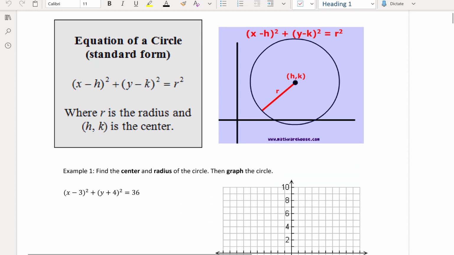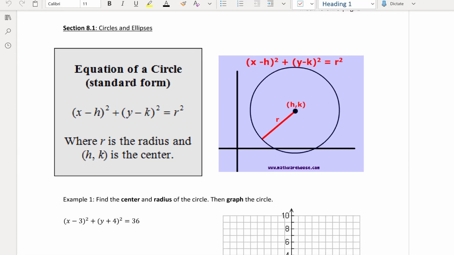Section 8.1 is all about circles and ellipses. So here we have the equation of a circle. It's in standard form, where it's x minus h inside parentheses squared plus y minus k inside parentheses squared is equal to the radius squared, where r is the radius and we have the center (h, k). And of course we have the actual diagram over on the right hand side. Notice how the center is (h, k) and the radius is anywhere from the center of the circle to one of its sides. If I went all the way through, then that would be the diameter.